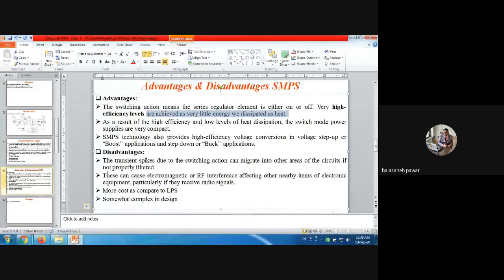Why will it be very low? Because whatever power dissipation occurs, mostly it will be across the switch, and we keep that switch on for a very small time duration. Whenever it is off, there is no issue of power loss; no power dissipation occurs across that switch. Do you agree with this? Yes, sir. Okay, again I will repeat: very high efficiency levels are achieved as very little energy is dissipated as heat. What is the meaning of that?